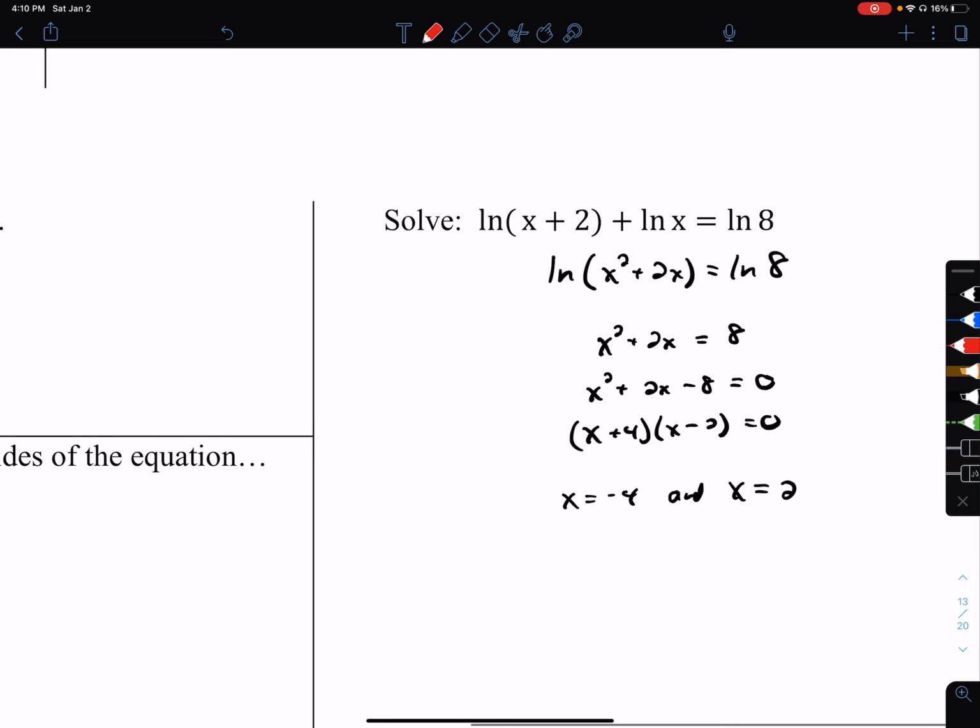We have to be careful because initially we know x has to be bigger than negative 2 and x has to be bigger than 0. Negative 4 is neither of those. I want to be able to see the negative, but then cross it off. X equals 2 is both of those. So x equals 2 is the solution. The negative 4 is not a solution.